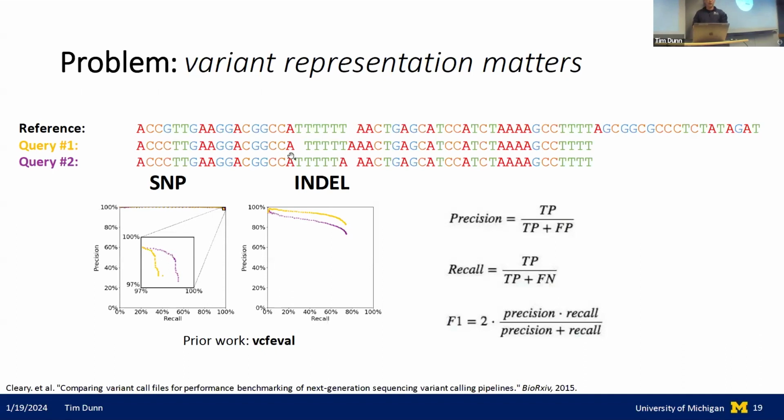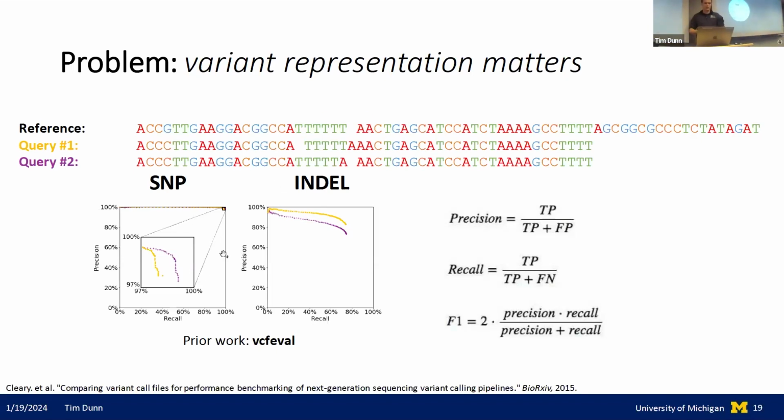And if you note, the actual resulting sequences are the exact same. There's one A, and then 5 T's, and then 3 A's. So between query 1 and 2, your sequences are the exact same. So your sequencing technologies have identified the exact same underlying DNA sequence, but whether you represent this change as an insertion and a deletion versus a mutation will then impact your downstream benchmarking results.